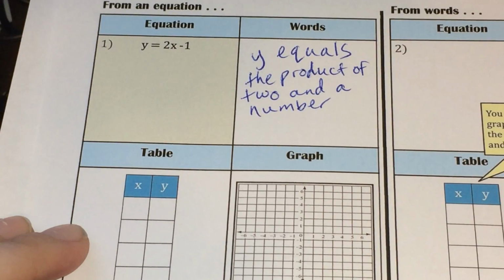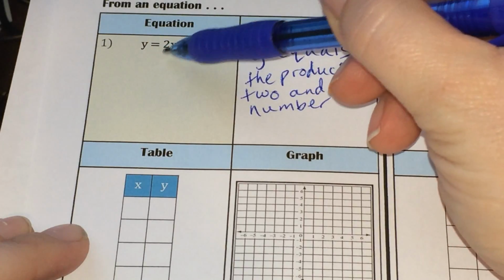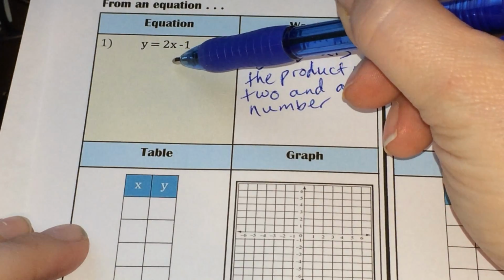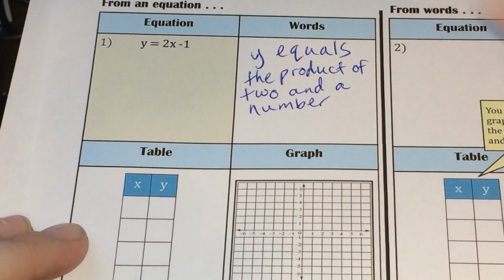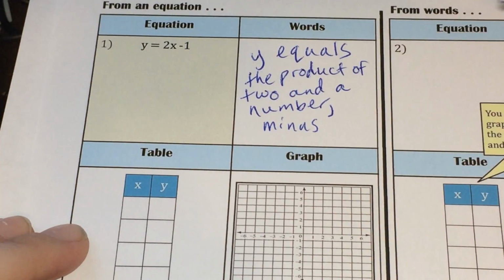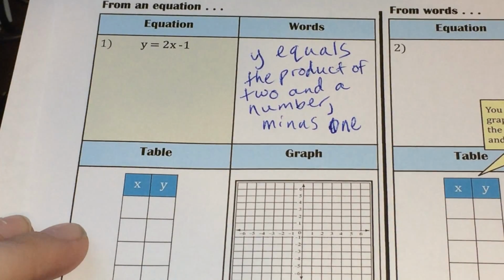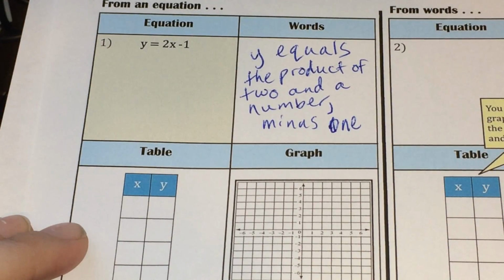So I've got y equals the product of 2 and a number. That's this first part. And then minus 1. So I'll end with that. Minus 1. Oops, let's write that in words. Minus 1. Done. Super easy.